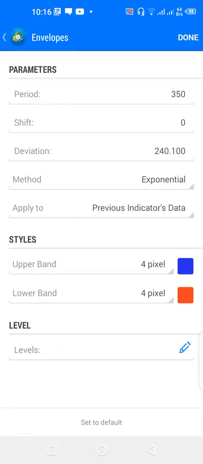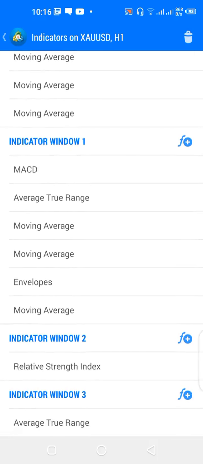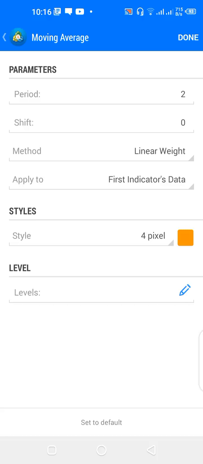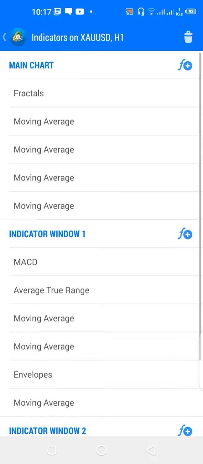Then we have envelopes. Period is 350. Shift is 0. Deviation is 240.10. Method is exponential and applied to previous indicator's data. The upper bound color is blue. The lower bound color is red. Then we have moving average. Period is 2. Shift is 0. Method is linear weighted. Applied to first indicator's data. Color is orange.